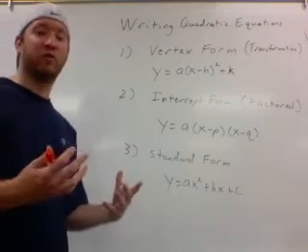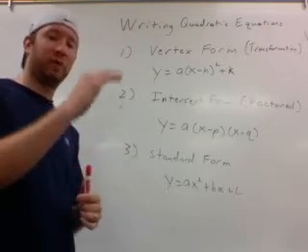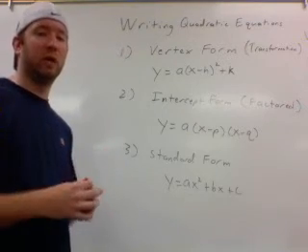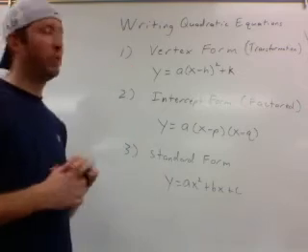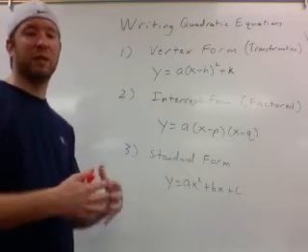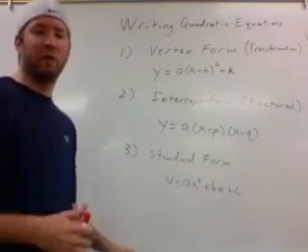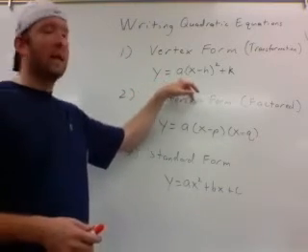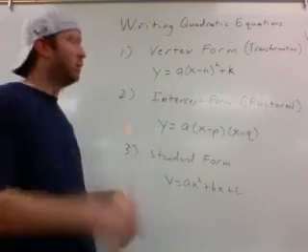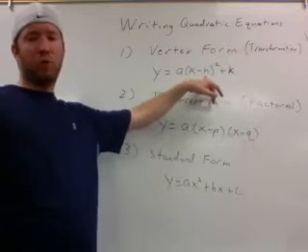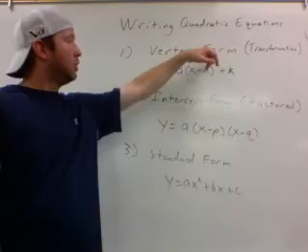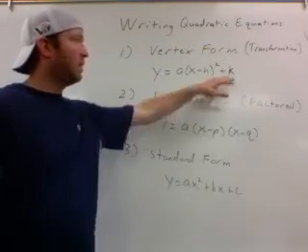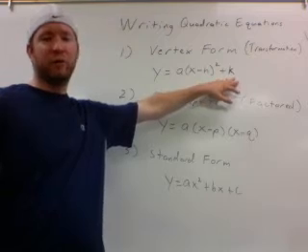This is actually the transformational form: the horizontal shifts, vertical shifts, stretches, reflections. So this is really a nice form to use, and it's the biggest connection to all the type of graphing we're going to be doing. What that form looks like: y equals a, there's your vertical stretch, times x minus h, there's your horizontal shift, squared, because this is a quadratic. Quadratics are all x squareds. And then plus k, that's your vertical shift.